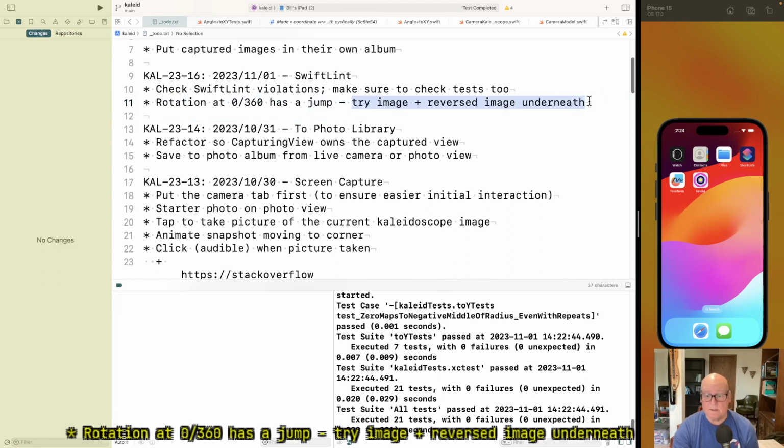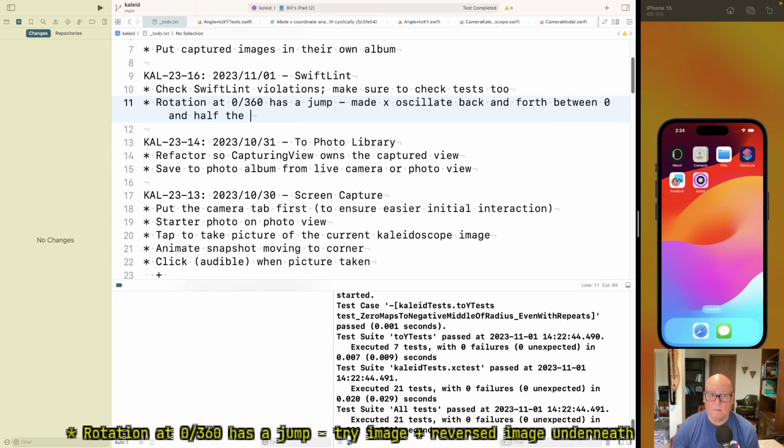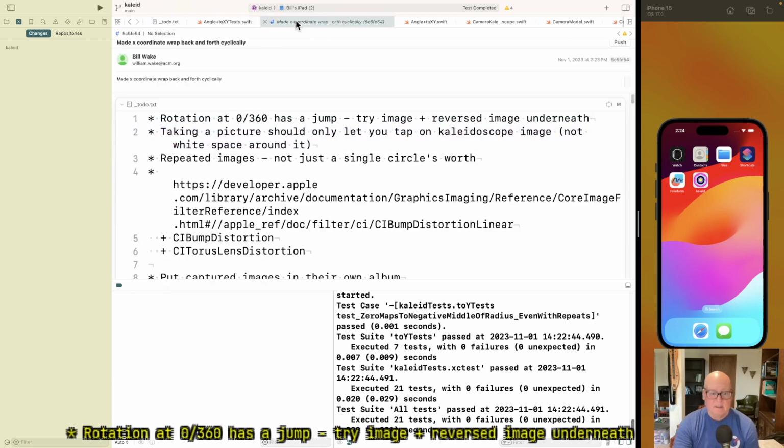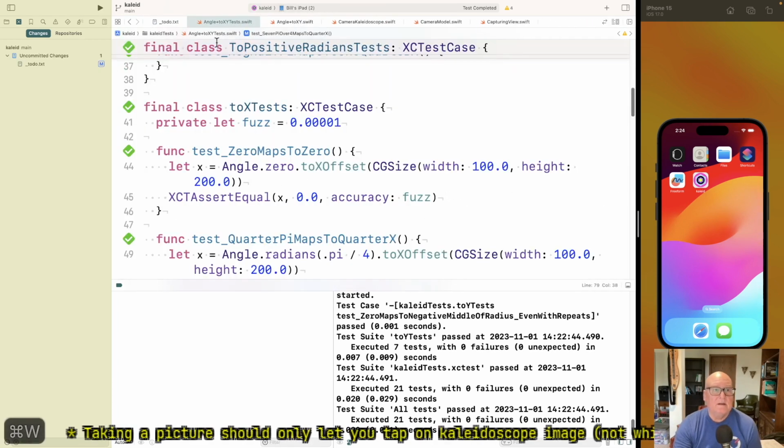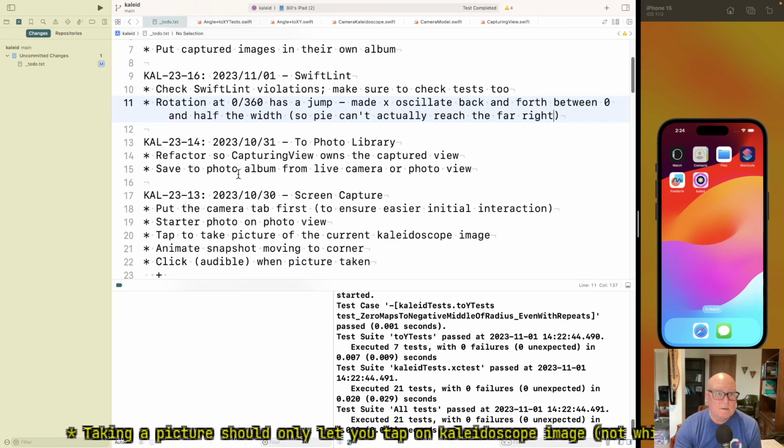But what we did was we made x oscillate back and forth between 0 and half the width. So pi can't actually reach the far right. Okay, yeah, parameterize test for these. That is probably fair.